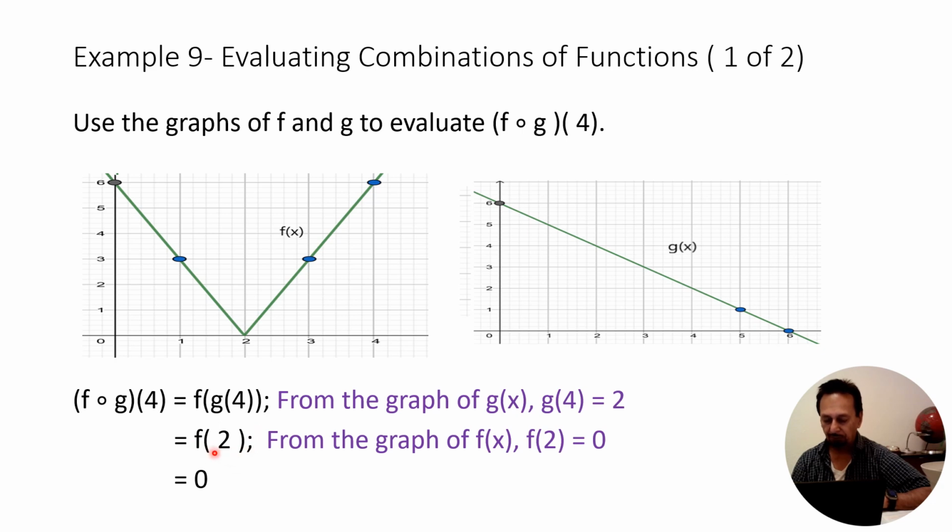Now we have f of 2, so now we find f of 2. It looks like this is 2 here, and here the graph touches. So f of 2 equals 0. So the answer is 0.